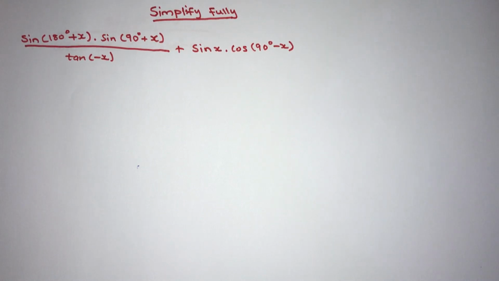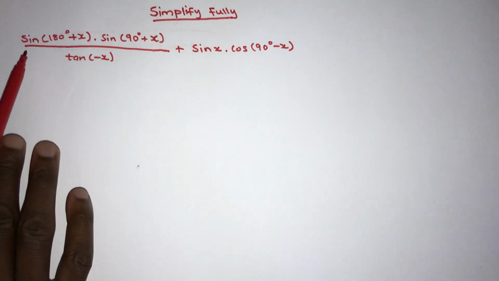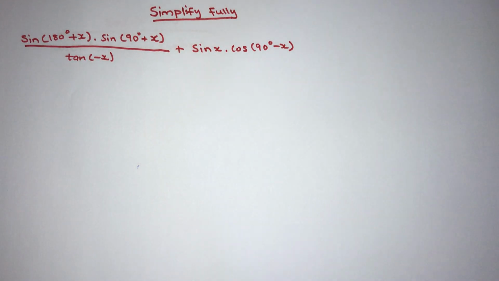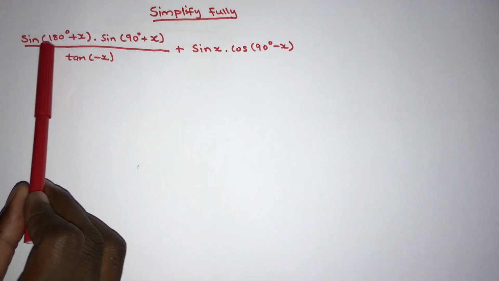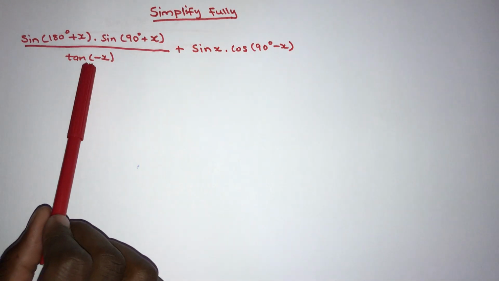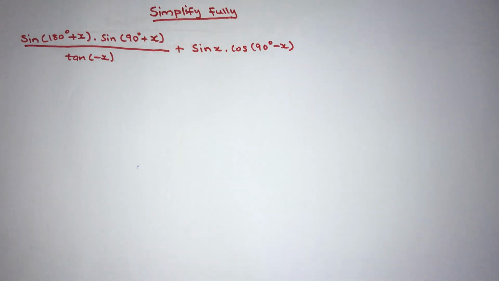Simplify this expression fully. We have the sine of 180 plus x multiplied by the sine of 90 plus x, all divided by the tan of negative x, plus the sine of x times the cos of 90 minus x. So the thing is, we have 180 plus, 90 plus, negative x, and 90 minus.